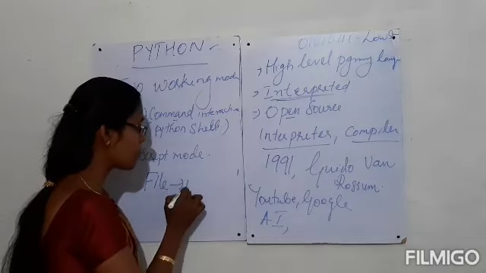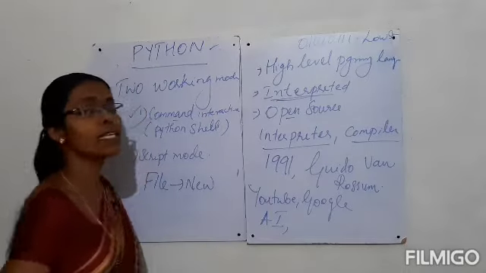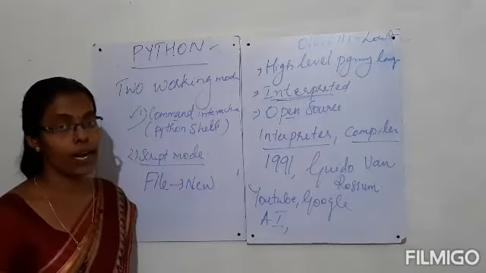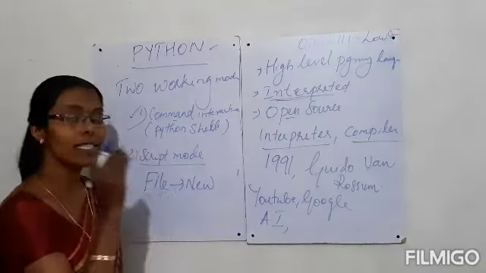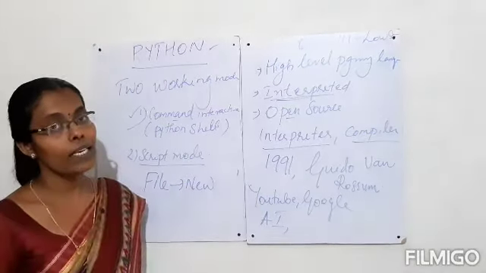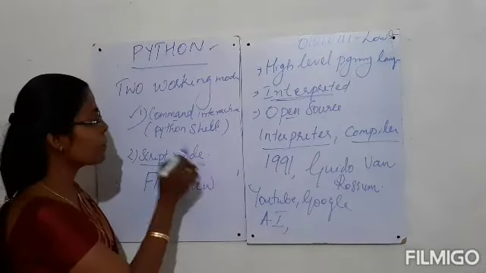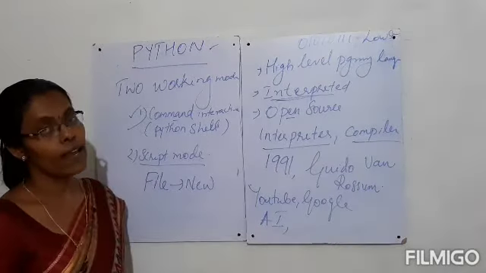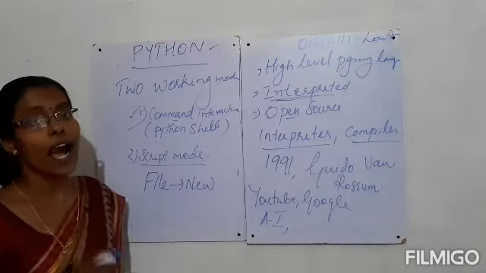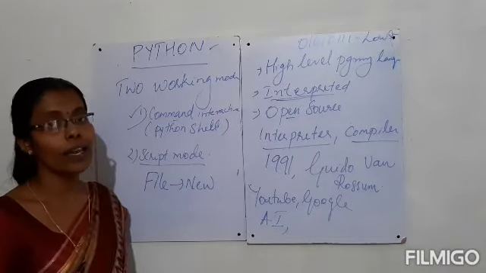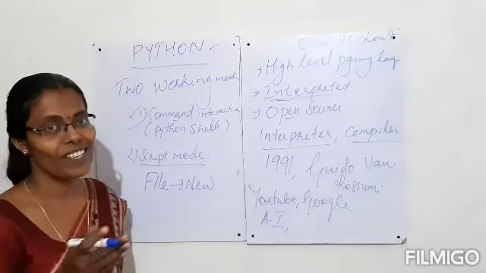You can take it from File, New, or Ctrl+N for taking the script mode from the command interactive window. Here we can write a set of statements. We can compile it. We can see the output. So here we can store or save the file. So let us see how these two working modes of Python work on the system. So please watch.